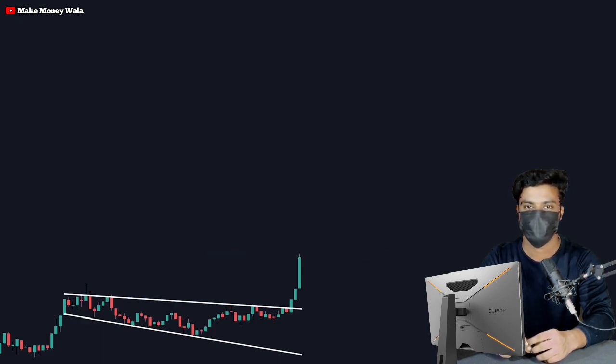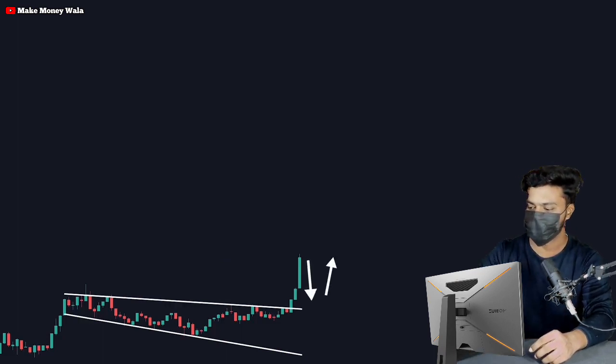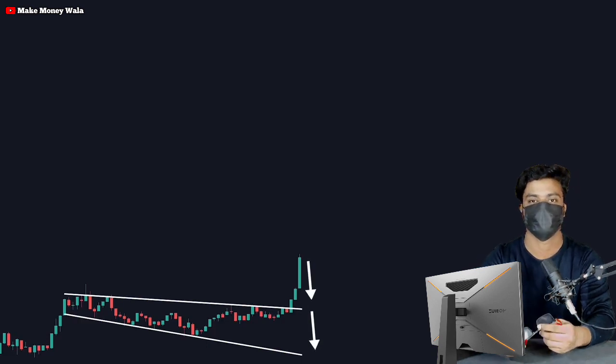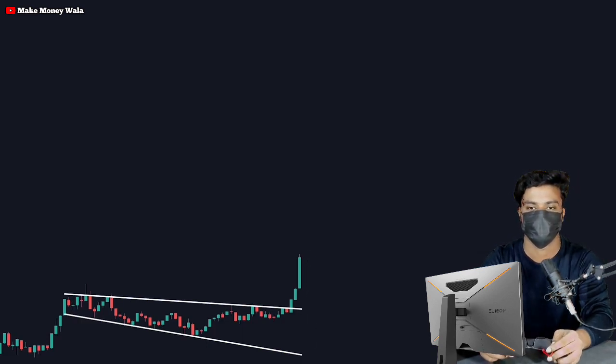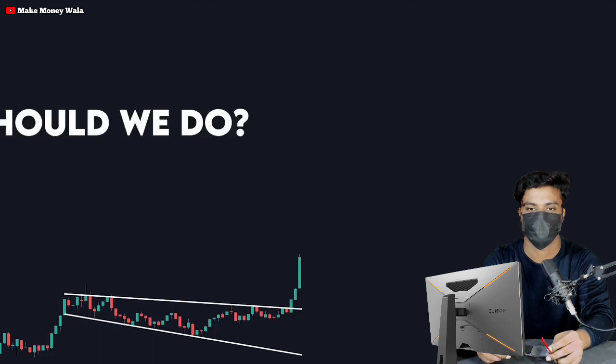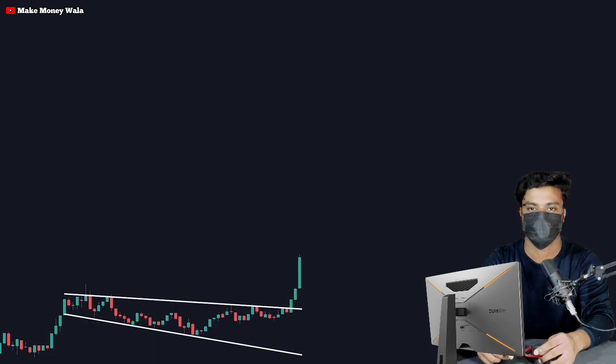Now, there are 3 different scenarios that could happen. The price keeps going up from here, the price goes back down to the resistance level and bounces off, or the price breaks through the resistance level and falls back down, and we count this as a false breakout. So what should we do? Should we wait for a pullback to happen, or should we enter the trade right now?